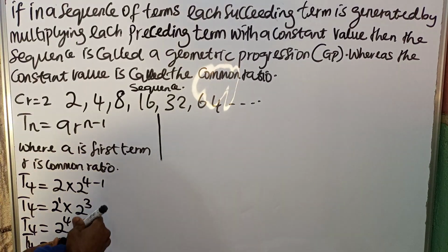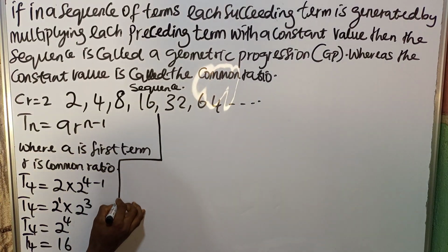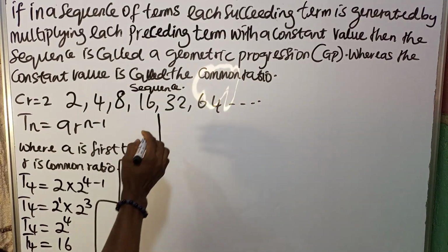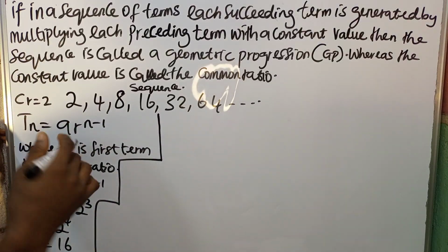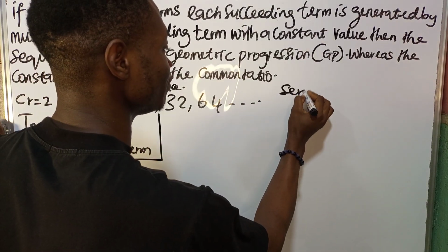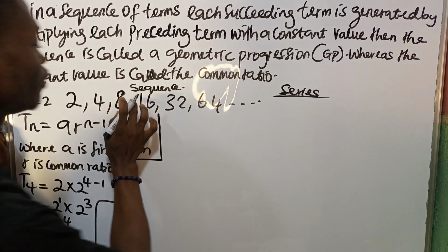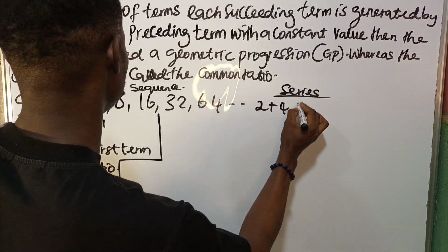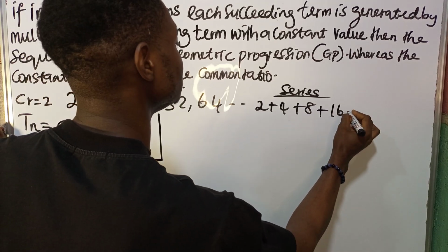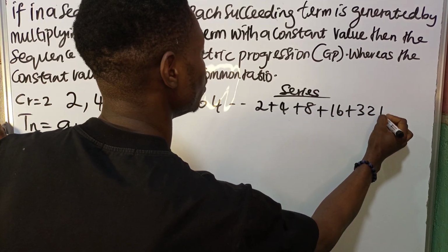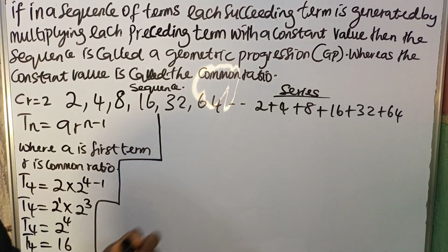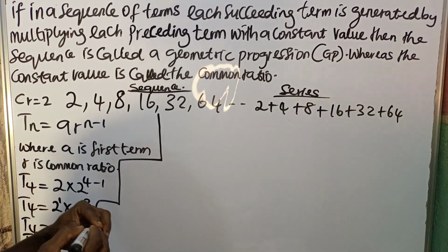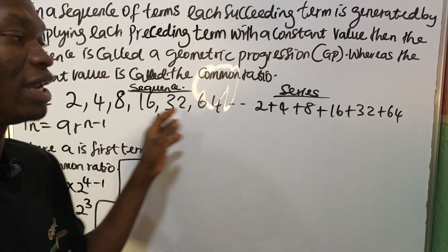Now, what we need to know again in this geometric progression is called the series. I've told you what series means now. For example, the series of all these terms is simply what? 2 plus 4 plus 8 plus 16 plus 32 plus 64. That is the series of what? This GP. That is series. Just add everything, all the elements in this sequence.